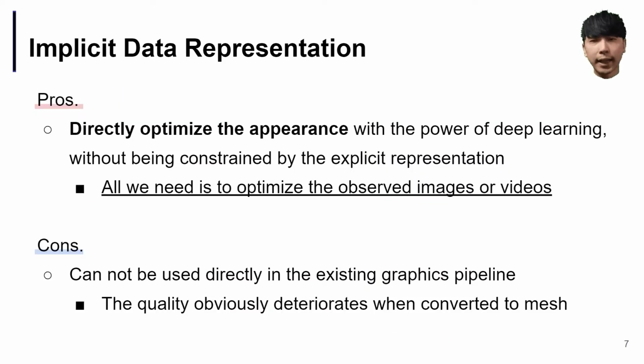To summarize implicit data representation: first, they are very powerful. They can directly optimize the appearance with powerful deep learning methods without being constrained by the explicit representation. All we need is to optimize the observed images or videos. On the other hand, they cannot be used directly in the existing graphics pipeline.